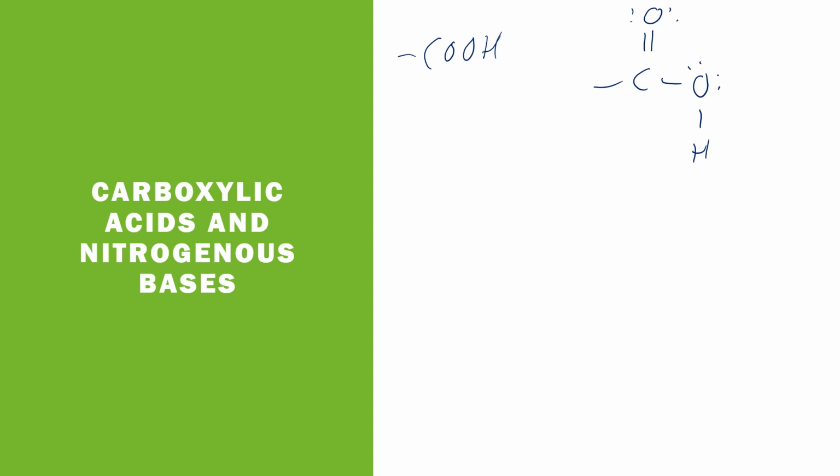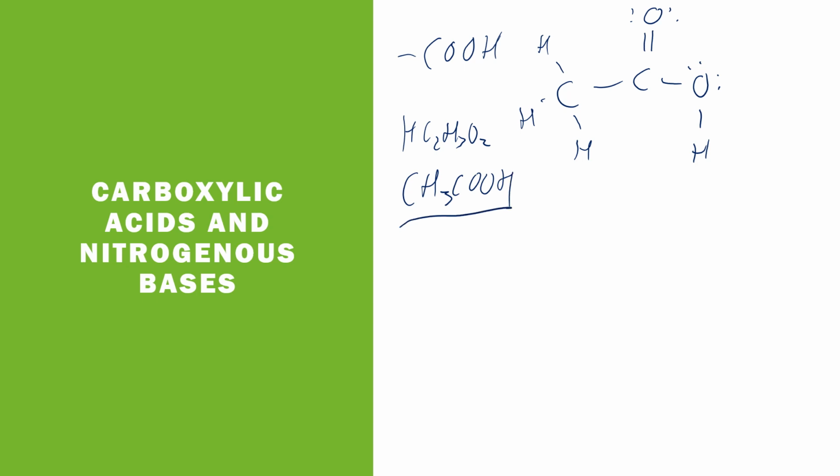Sometimes you'll see it written, acetic acid is kind of like this. So acetic acid just has a CH3 group there. So sometimes you'll see acetic acid written HC2H3O2. But sometimes you'll see it written as CH3COOH. And this one shows the structure, and it shows you that it's that carboxylic acid.